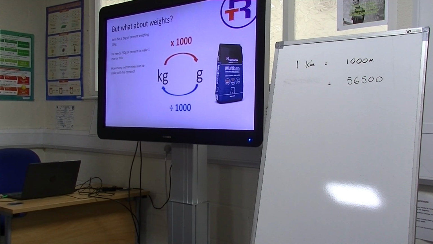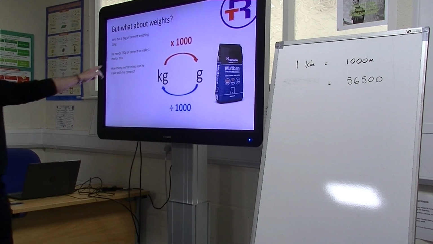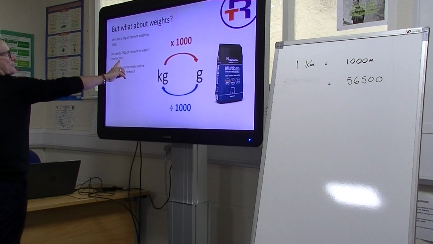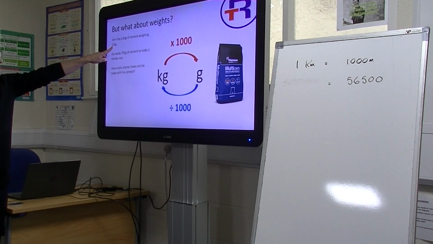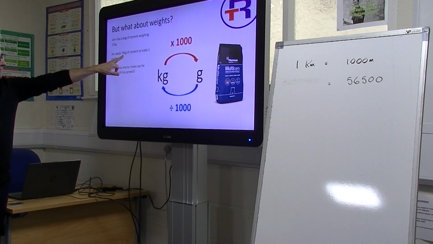John's got a bag of cement weighing 15 kilograms. He needs 750 grams of cement to make one mortar mix. So how many mortar mixes can he make with his cement? The bag weighs 15 kilograms, and 750 grams makes one mix.